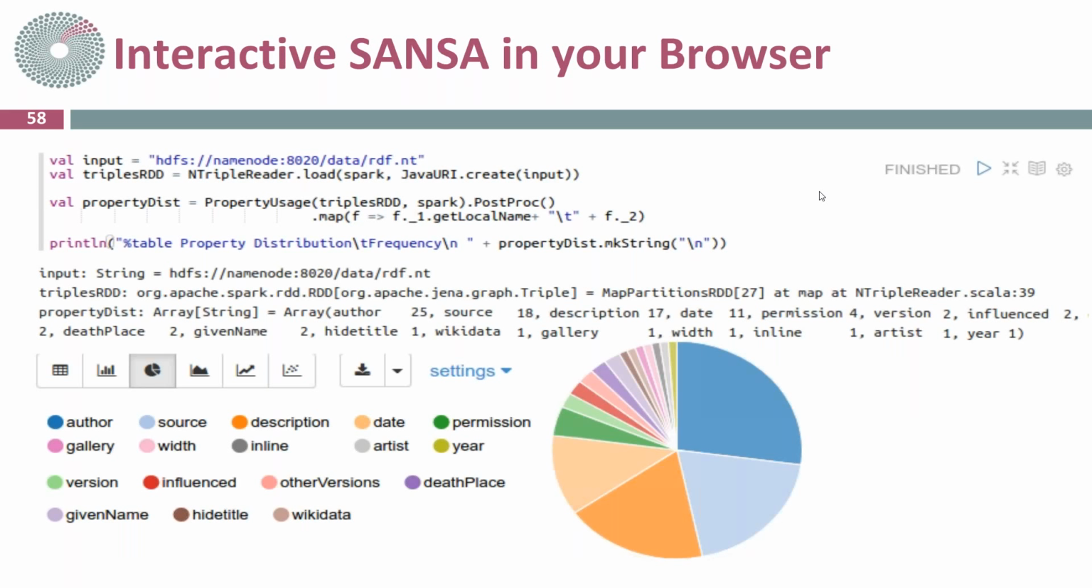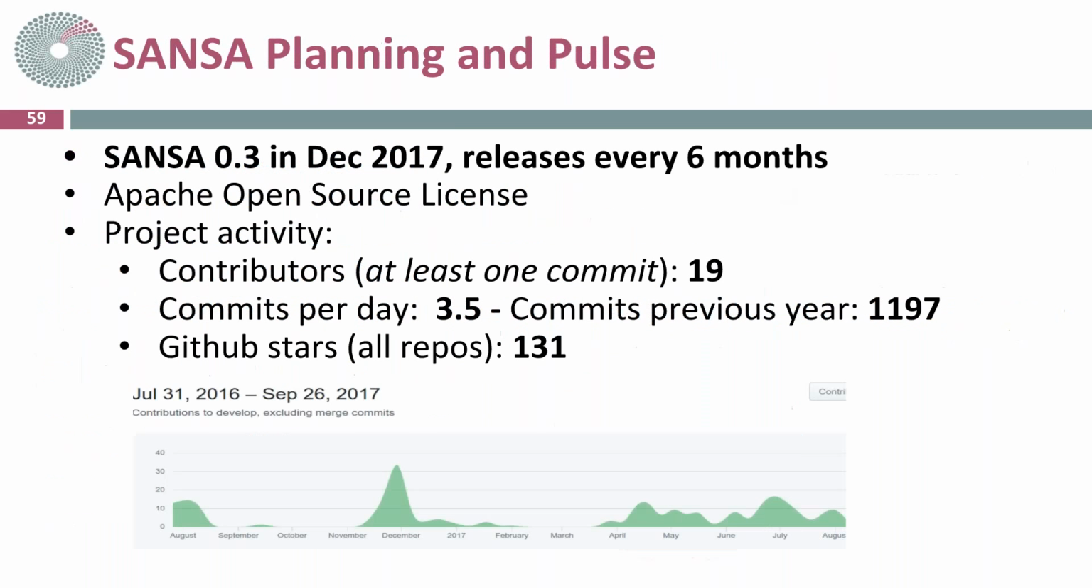SANSA is quite easy to install. It's written in Scala, and we also work on a Python version now. If you use Maven or SBT as a developer, we have default projects there. And you can also run it directly in your browser using SANSA notebooks. We provide a couple of examples which allow you to get started easily.